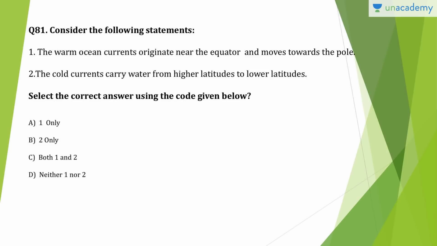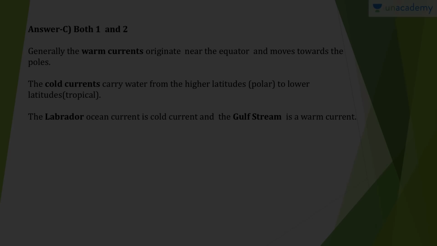The warm ocean currents originate near the equator and move towards the pole. That is correct, because warmth is directly related to sunlight. Sunlight is maximum at the equator. The cold currents carry water from higher latitudes to lower latitudes. Yes, higher latitudes are polar, so they are colder. So the answer here is C, both 1 and 2.